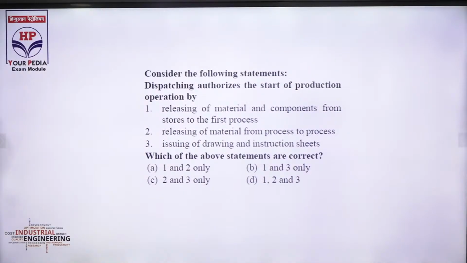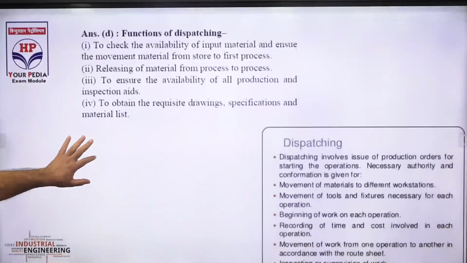Dispatching authorizes the start of production operation by doing what? Dispatching starts the production operation by doing what? The answer: releasing of material and components from stores, releasing of material from process to process, issuing of drawings and instruction sheets. Answer is D.